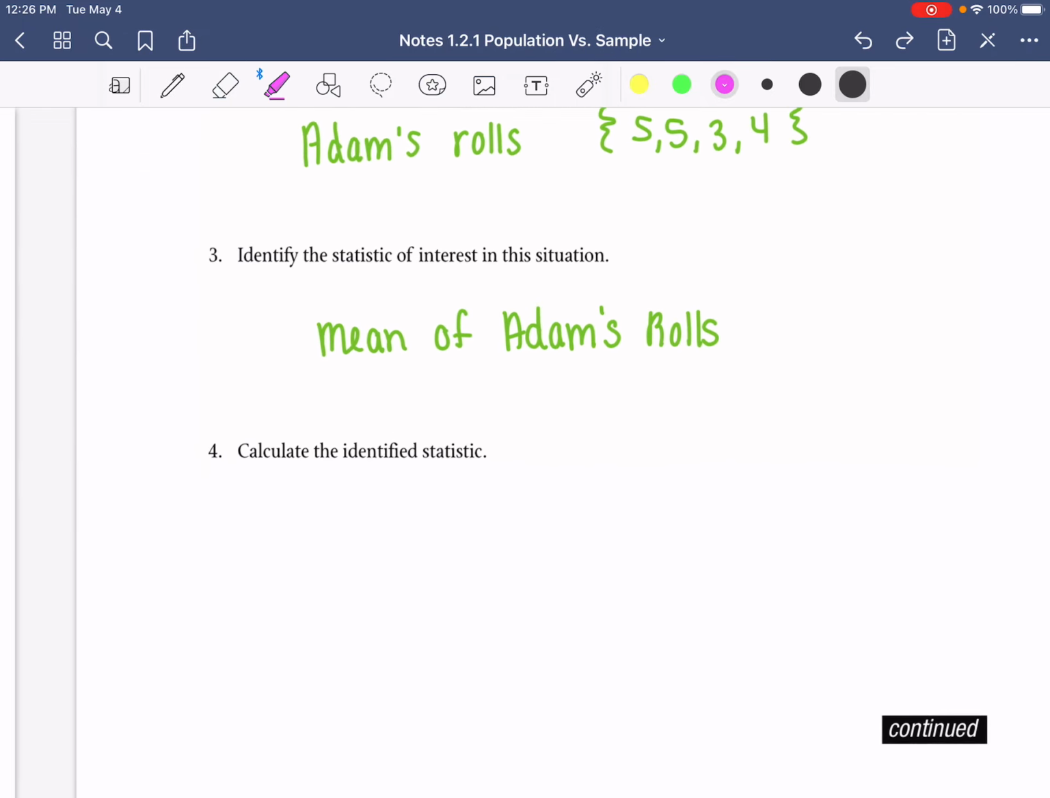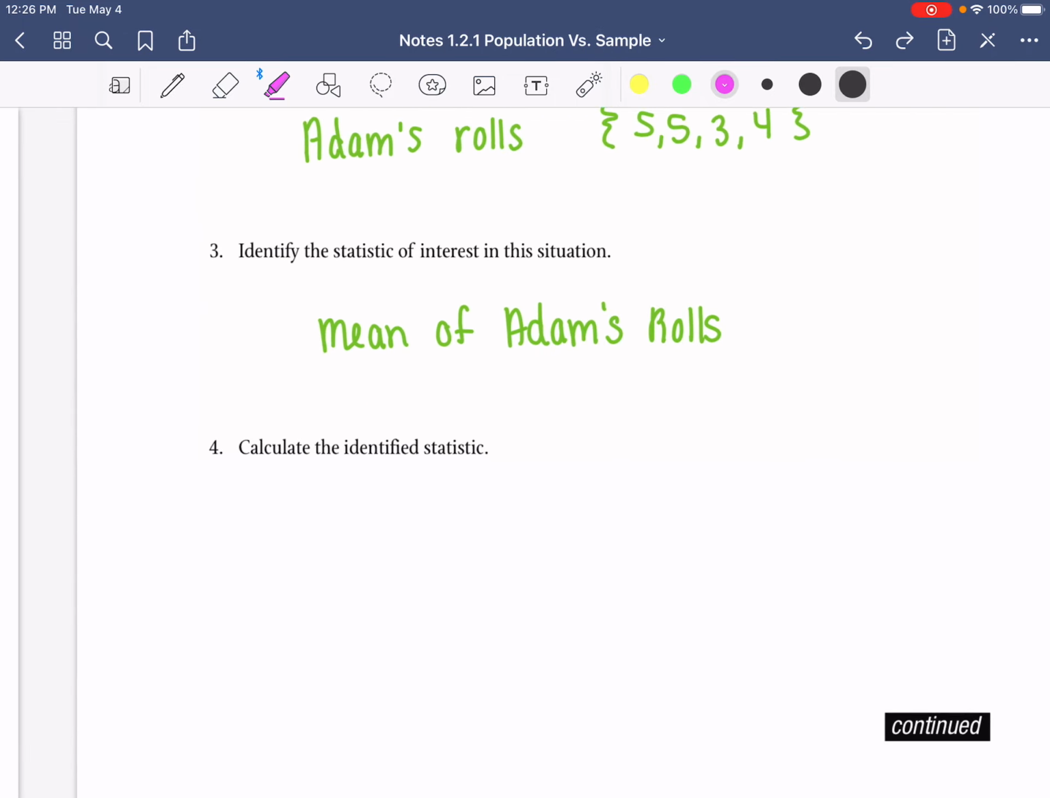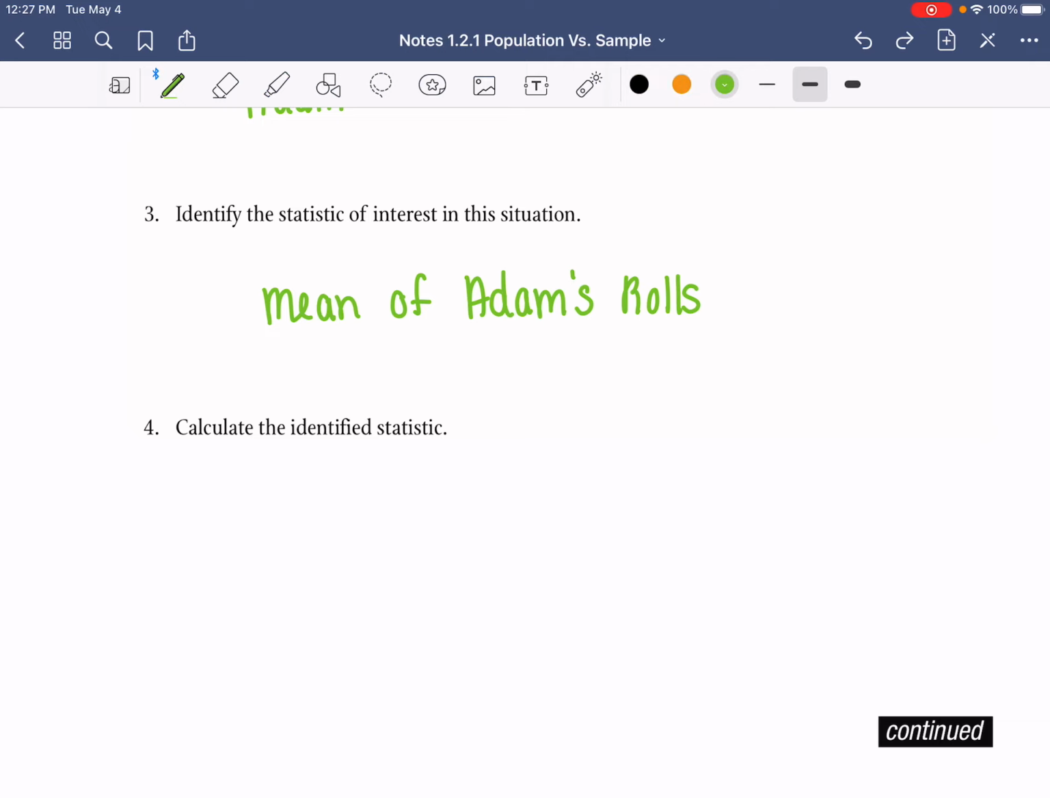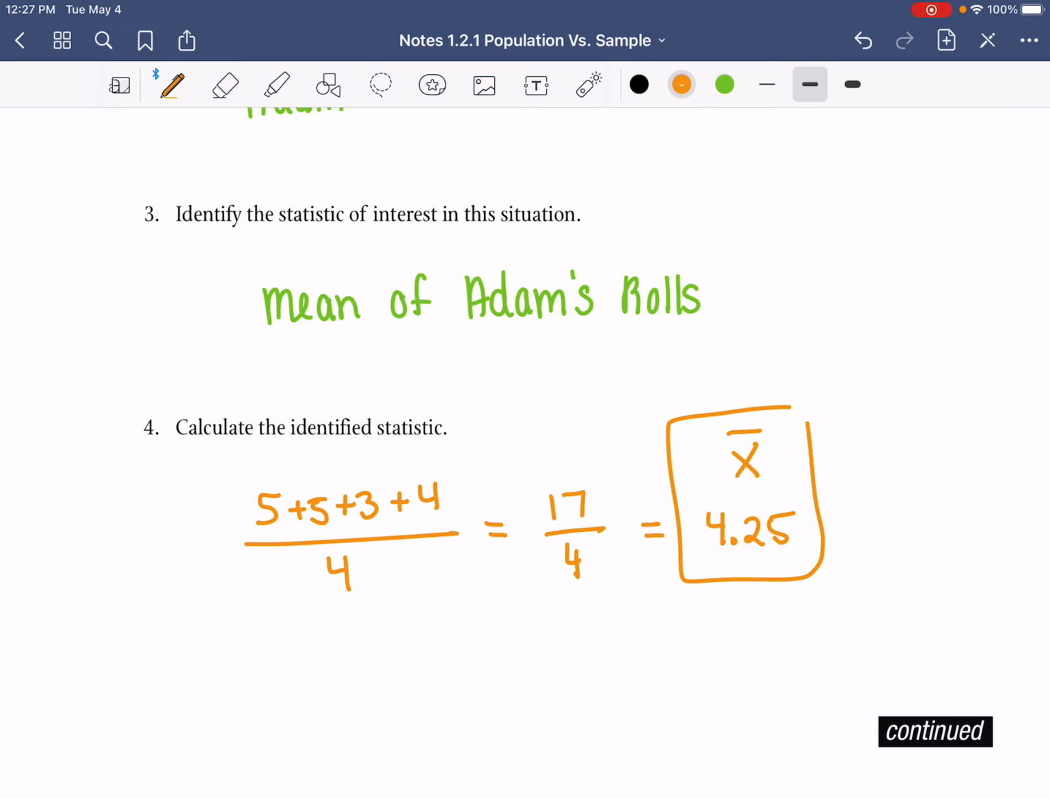Now it wants us to calculate the identified statistic, which is just the mean of Adam's dice rolls. So we're going to find the mean. He rolled a 5, 5, a 3, a 4. We add those together and divide by 4. So 17 divided by 4 is 4.25. And that would be X bar because it's a sample mean. So X bar is 4.25.